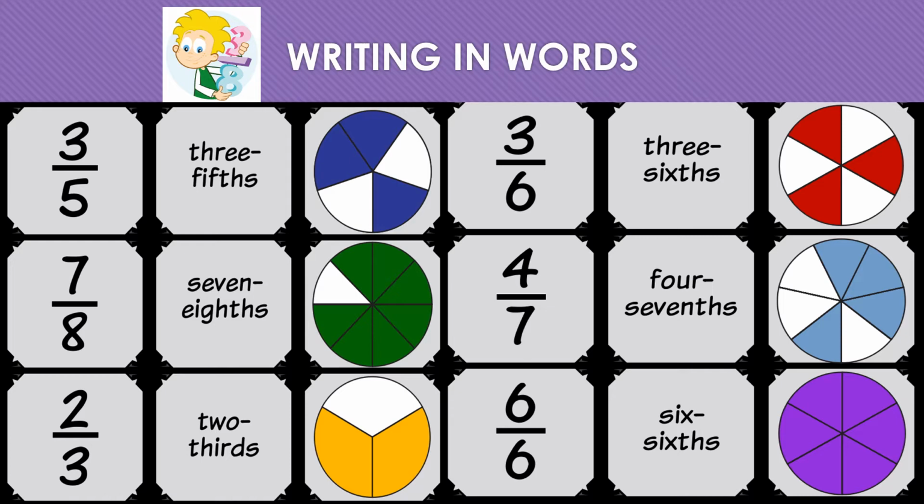2/3 is represented as 2-thirds. 3/6 is read as 3-sixths. 4/7 represents 4-sevenths, and 6/6 is read as 6-sixths. So, while writing in words, the numerator is written as a simple number name, whereas the denominator is represented as an ordinal name with plural form.